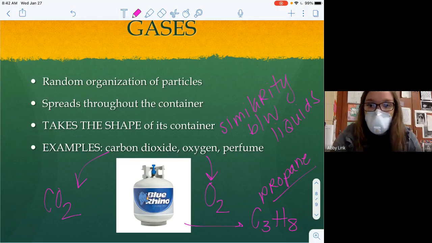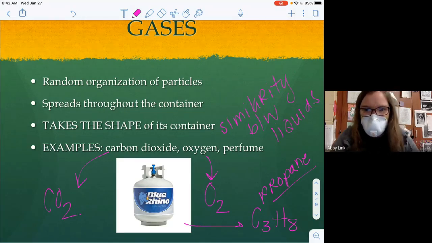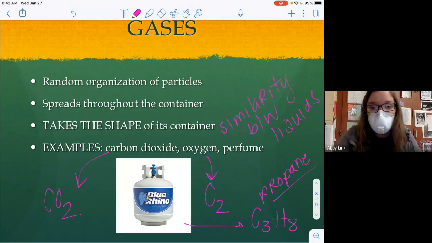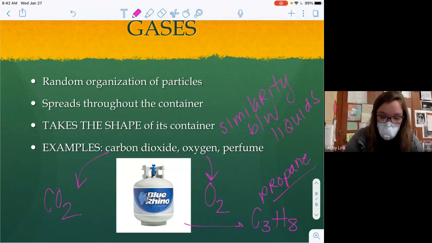So that is another gas, right? You can use that in a grill. You can also use propane to do a lot of other things. Like some people use propane to heat their homes, right? To run their heating system and stuff like that. So propane is pretty cool.